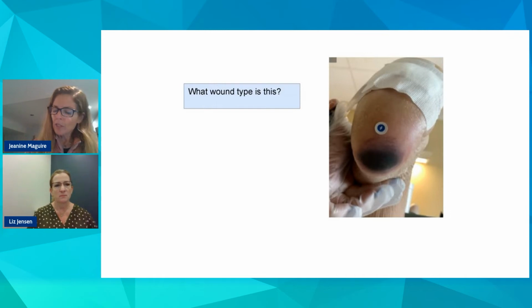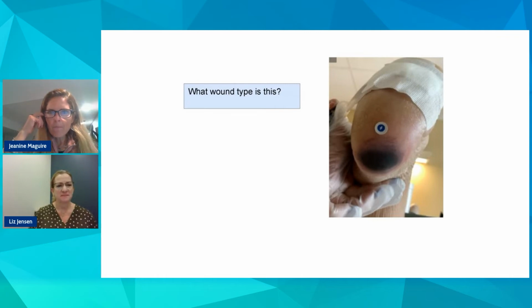So it's on the back of the heel. If you were lying down right now, listening to this, this part of the heel would be resting on your bed. If you're standing up, you're not standing on this wound. It's behind your heel. This person does have arterial insufficiency.